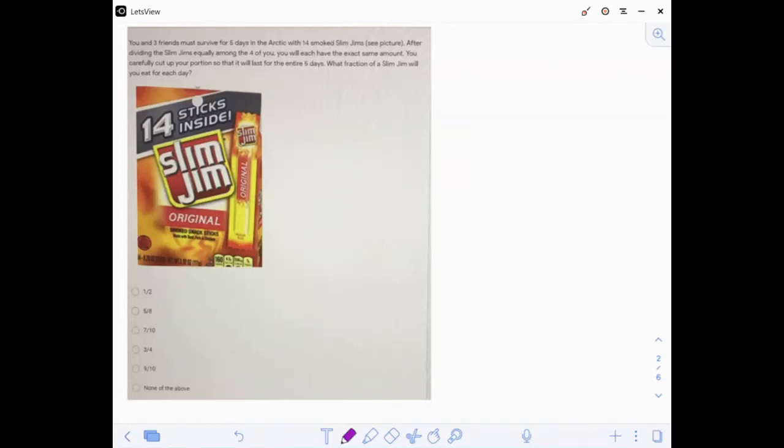All right, so to solve this problem, there's just information we need to keep track of. It says you and three friends must survive for 5 days in the Arctic with 14 smoked Slim Jims, right? That's what that first part says. So first of all, we've got to figure out how many Slim Jims I'm getting.